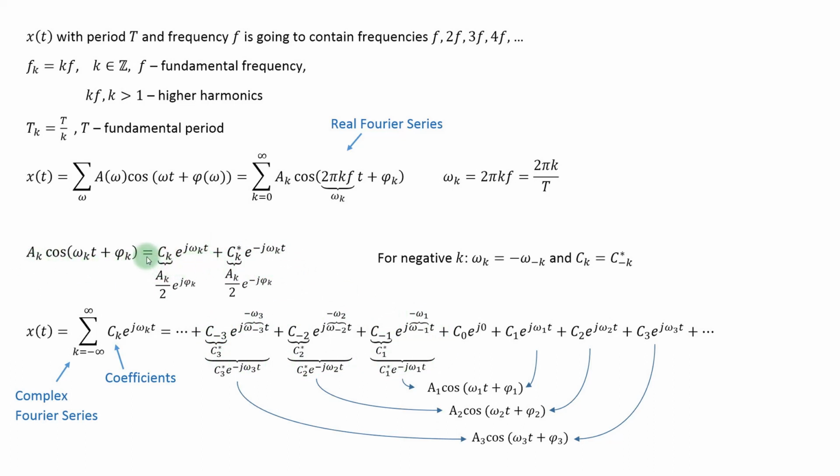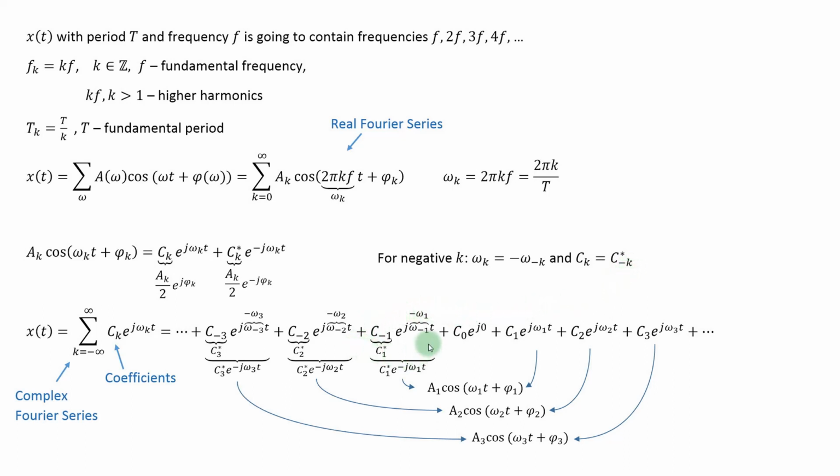So these parts of these cosines will be included in this sum when k is positive, and these parts of these cosines will be included in this sum when k is negative. And formally, these definitions for negative k we can write like this. When k is negative, the omega for that negative k will be minus omega with subscript that is now positive, and c for k that is negative will be the complex conjugate of the c with the same subscript except positive.